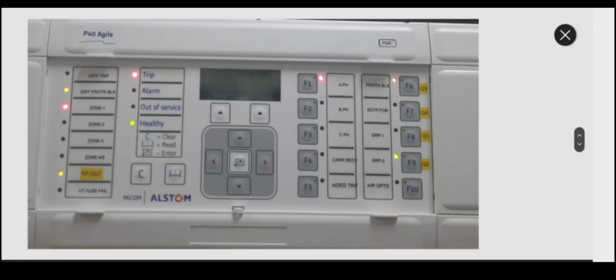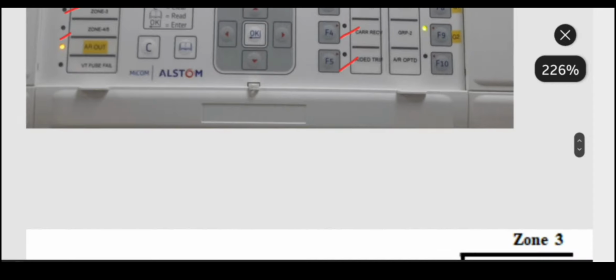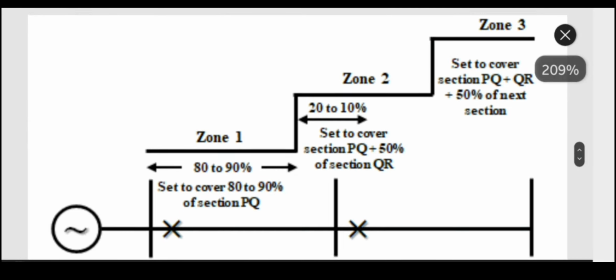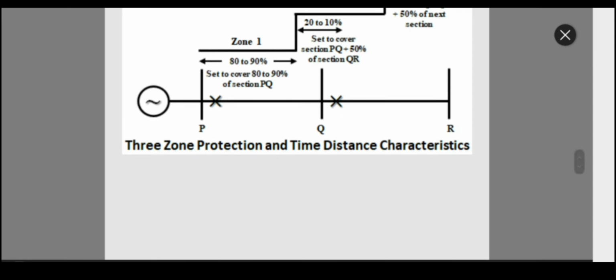There is zone 1, zone 2, zone 3, zone 4 written, and there is carrier receive, carrier aided protection. So in this video we are going to see all about the distance protection. Before going deep, let us first see the basics. Distance protection is nothing but impedance protection, impedance type protection.